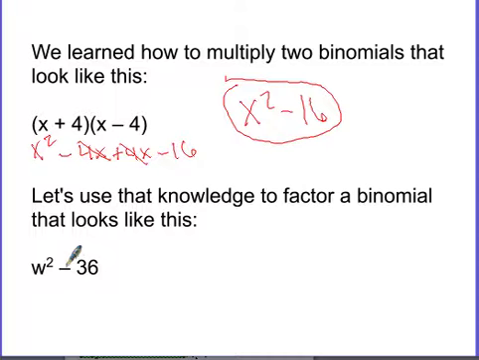When we have a difference of squares, we have a first term that's been squared and a last term that's been squared, with subtraction. What are the two factors going to look like? They're going to look like w plus 6 and w minus 6. Does that make sense? If we FOILed this, we would square the first term to get w squared, square the last term to get minus 36, and the two middle terms will drop out. Okay?